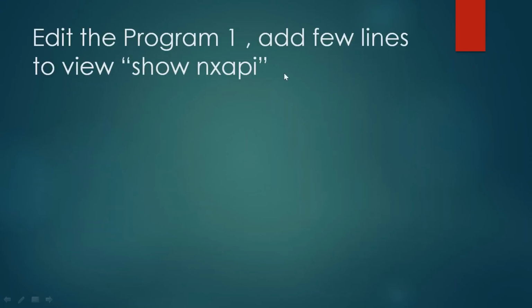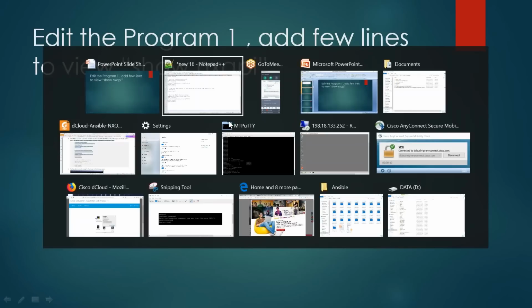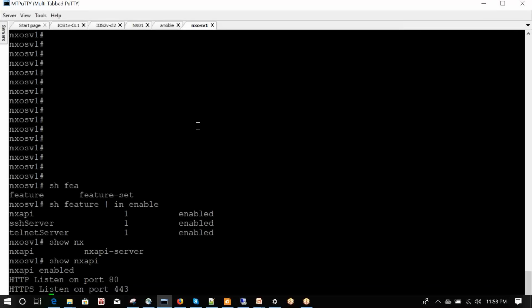In this section, I'm going to show you how you can edit that program. So what is the end goal we have? Edit that Python program and add some lines. So while executing the program, I can check show NXAPI. Okay. So let me go and open the empty putty.